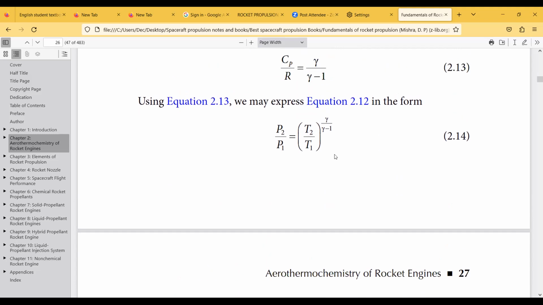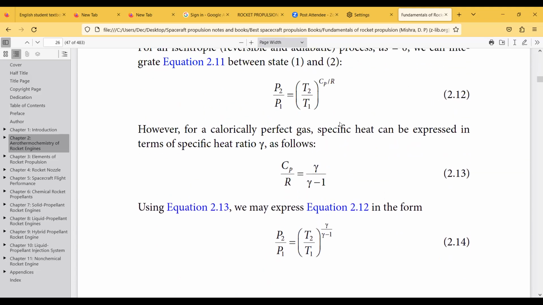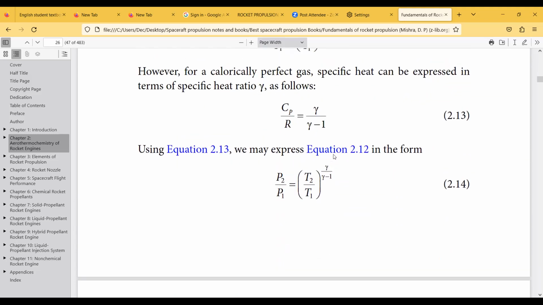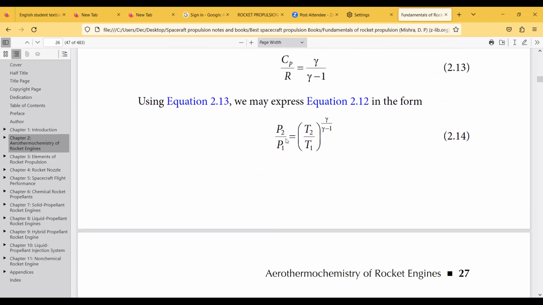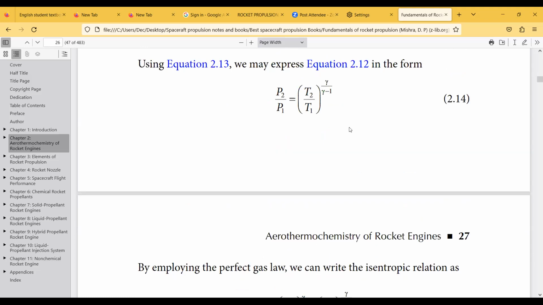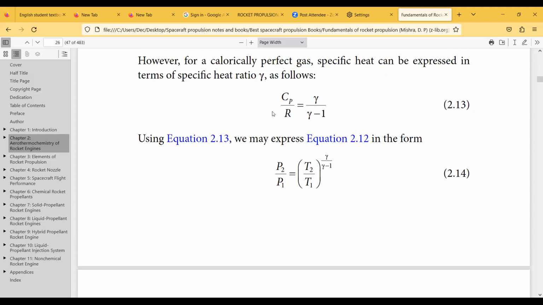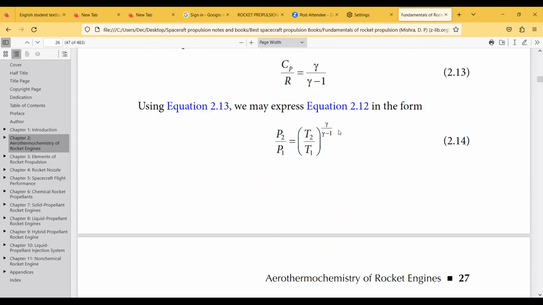Again, in terms of temperature, now in terms of only gamma; here we represented it in terms of Cp over R. So substitute Cp over R by gamma over gamma minus 1. So pressure 2 divided by pressure 1 is equal to T2 over T1 to the power of gamma over gamma minus 1. So this is one of our important formulas. So understand these formulas, either this one or this one.